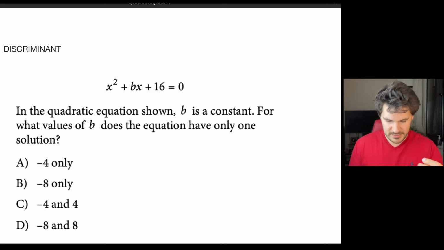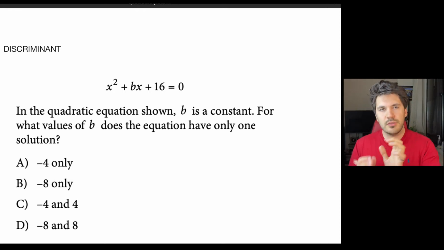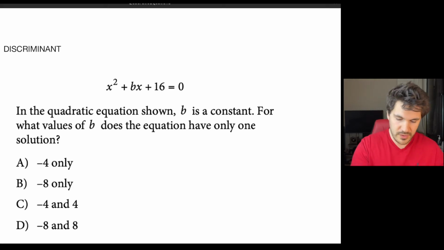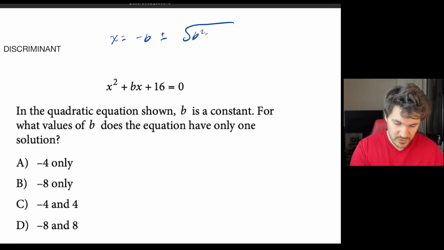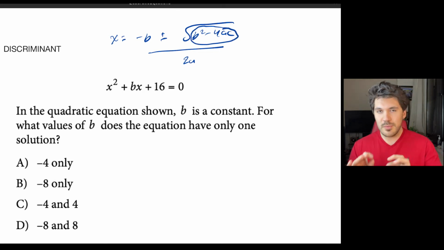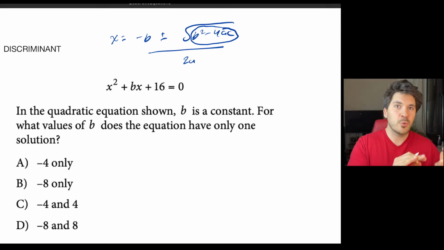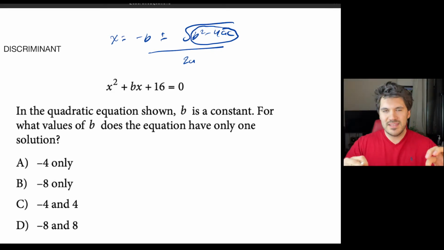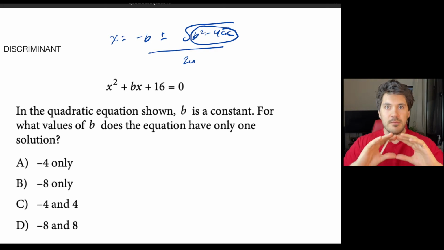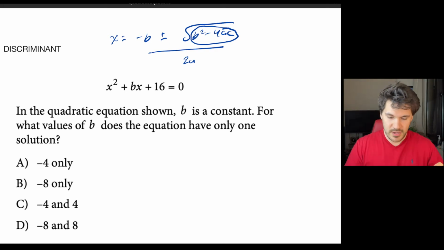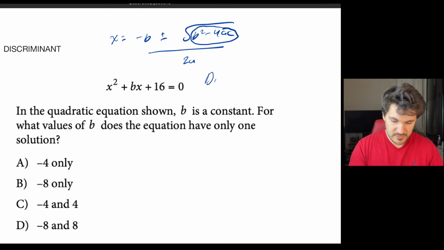The discriminant is, essentially, that part under the square root in your quadratic formula. So in our quadratic formula, x equals negative b plus or minus the square root of b squared minus 4ac, all over 2a. This part is the discriminant. Note, the discriminant isn't the square root of b squared minus 4ac. The discriminant is just b squared minus 4ac. Okay? So the discriminant is b squared minus 4ac.